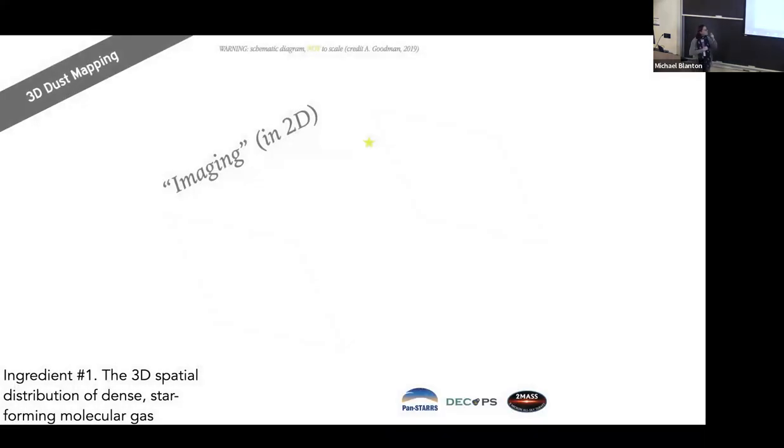The first ingredient we need in order to understand star formation near the sun is the 3D spatial distribution of dense star-forming molecular gas. So how do we actually obtain these 3D views of the interstellar gas near the sun? We're going to use a technique called 3D dust mapping. 3D dust mapping uses the effect that dust has on stellar colors. Stars are scattered throughout the Milky Way, which lets us map its 3D distribution.